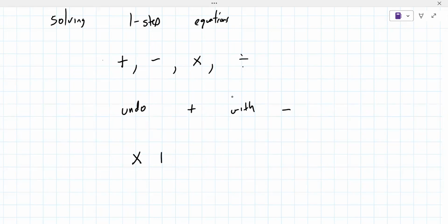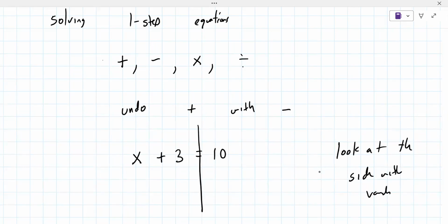Let's take a very basic equation. Let's say it's x plus 3 equals 10. You always look at the side with the variable. When I say sides, there's the equal sign, there's the left, and there's the right. The side with the variable is the left side. Sometimes it's good to just read it out loud: x plus 3. You undo plus with subtraction. You subtract 3 from both sides.